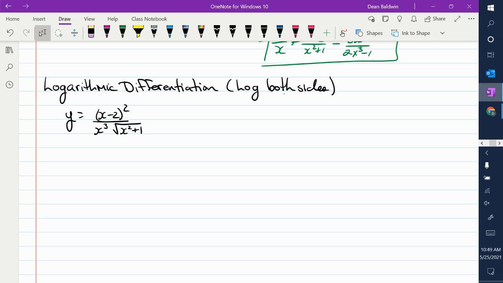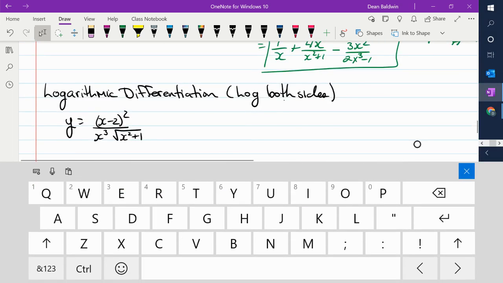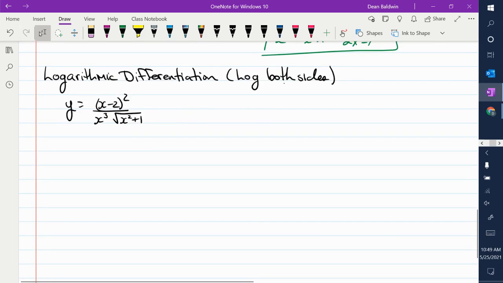Up till this point, we have been given questions that are defined with a log in it. All right, our function is the natural log of all this stuff. But obviously, not all functions have logs in them. So this is something we could have done before. y is equal to (x minus 2) all squared over x cubed square root of x squared plus 1. But like I've said before, or in the last 10 minutes, this would be a nightmare to do with chain, quotient, product, okay? It's going to get really big, really messy, lots of places to go wrong.